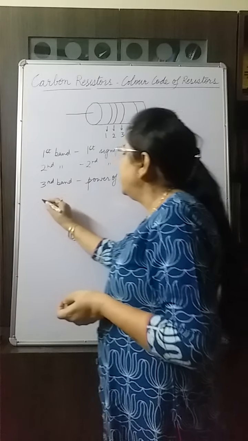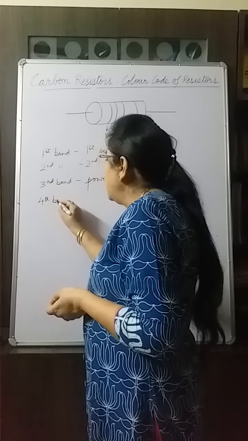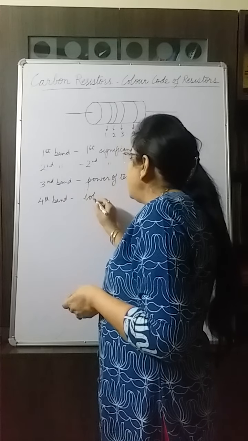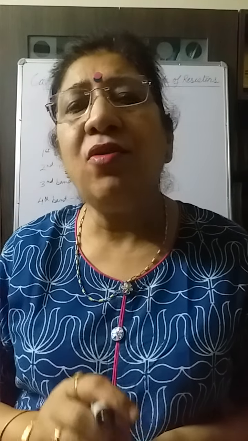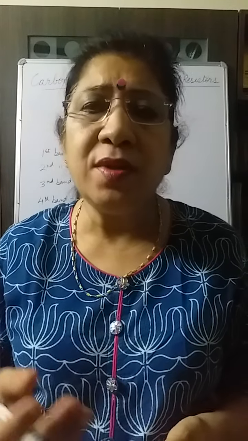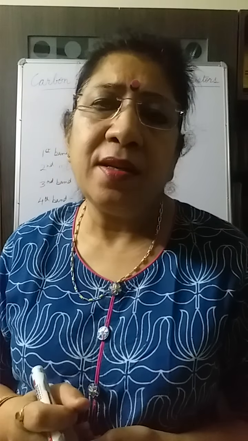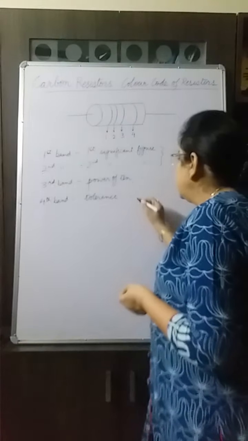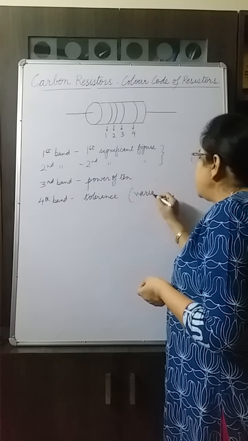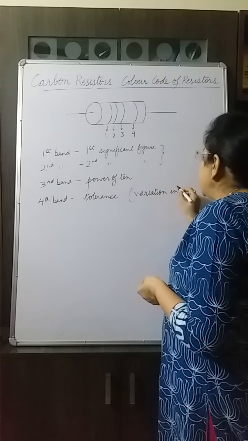The fourth band gives the value of tolerance. Tolerance means the possible variation in the value of resistance. Whenever we use a particular carbon resistor in a circuit, there may be a variation in its value while we are using the circuit. So tolerance gives us the possible variation in percent.